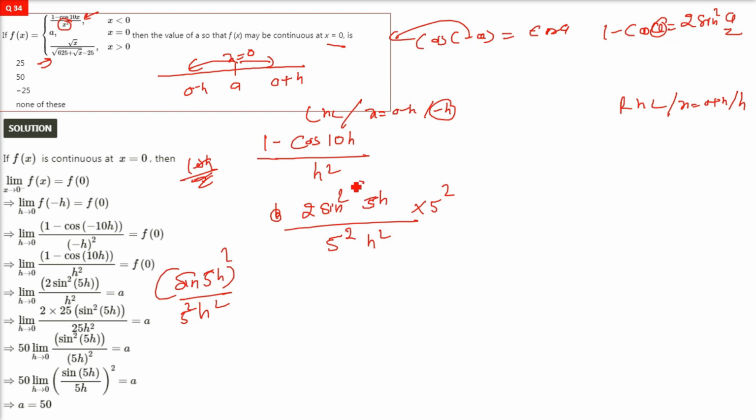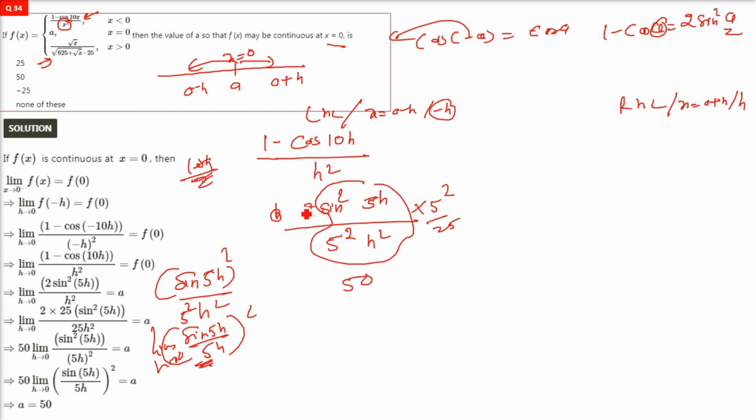So now just apply the limit here, sin theta by theta, limit theta tends to 0, so it is going to be 1. So what do you get? 2 into 5 square. This is going to be 1, which is sin 5h by 5h. Okay, so you get this as 1 and 2 into 5 square, so 5 square is 25, 25 into 2 is 50. And since it is equal to the value of the function at 0, which is equal to a.